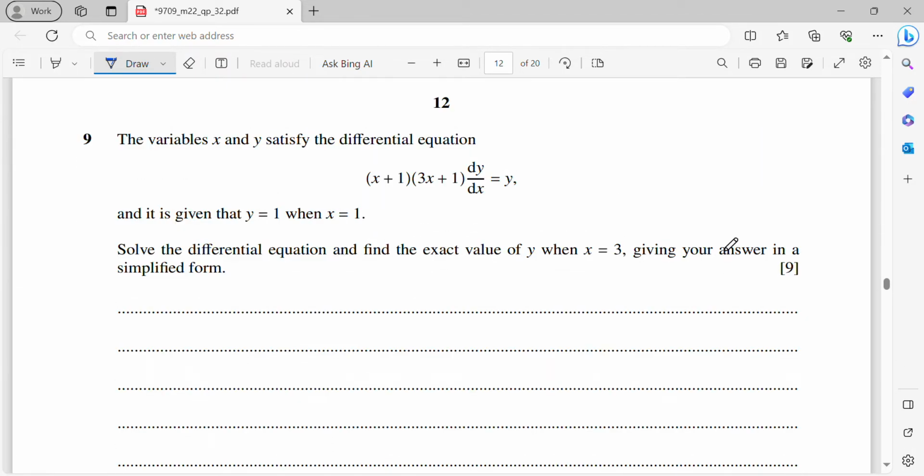Now, next question is number 9. The variables x and y satisfy the differential equation. Given y equals to 1, x equals to 1. Solve the differential equation, this is the first part, and find the exact value of y when x equals to 3. This is the second part, giving your answer in the simplified form. Alright, so now I will copy the question.